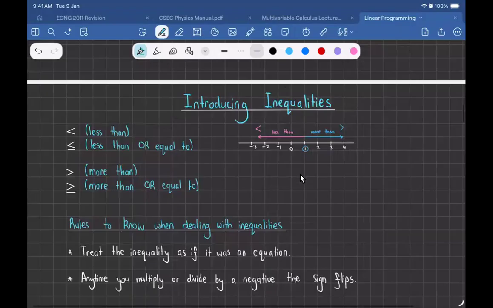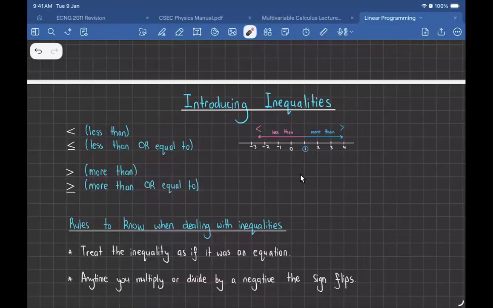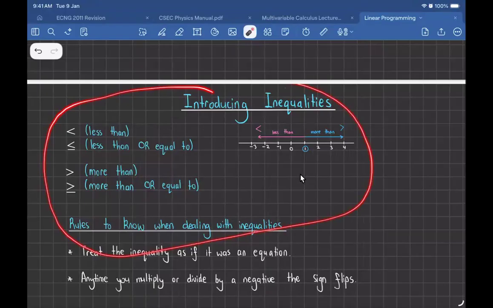So I had introduced you guys to inequalities briefly last class. Can you all tell me if you had copied down these notes? Did you all copy this down in the last class? Let me know. Somebody said yes. Who's that? Sahara. Okay, nice. Did anybody else copy this down?